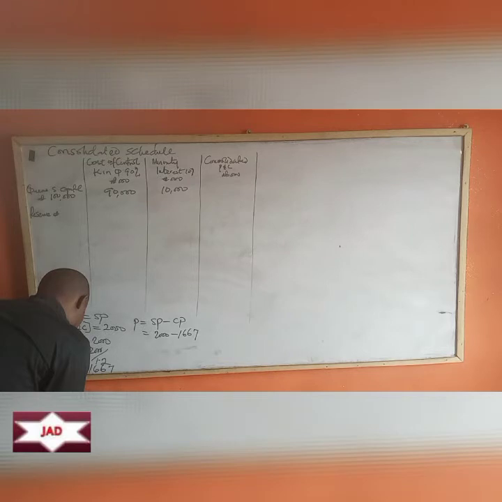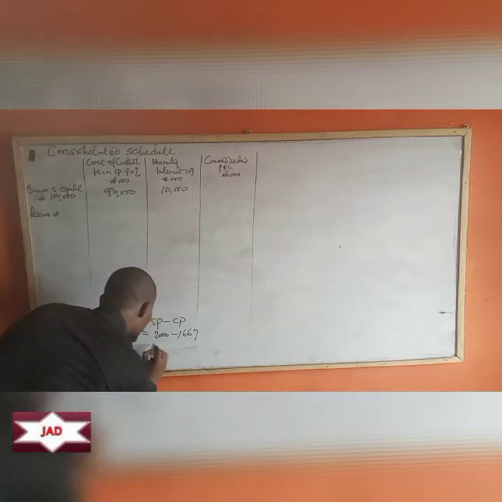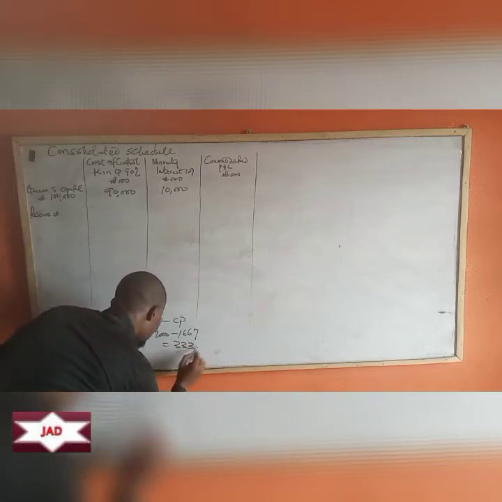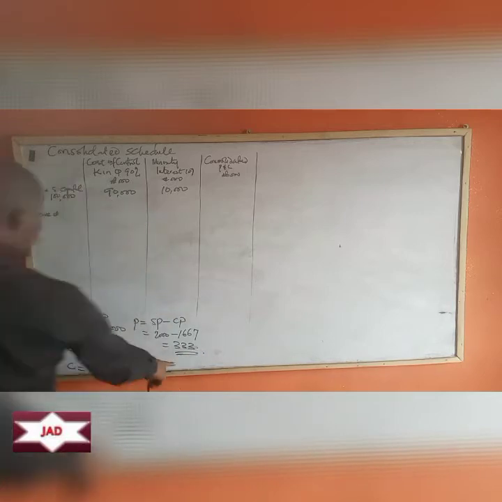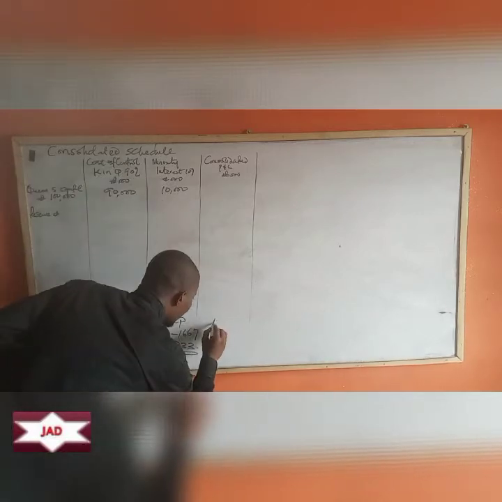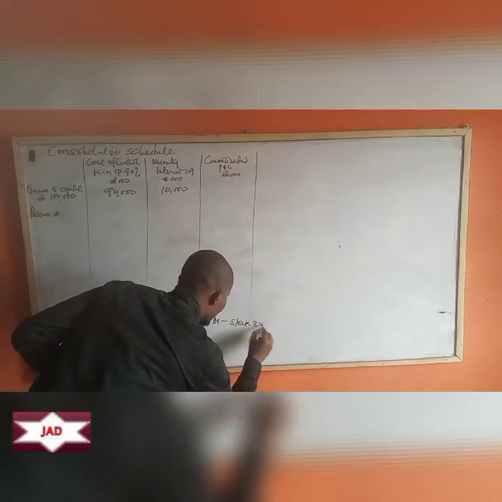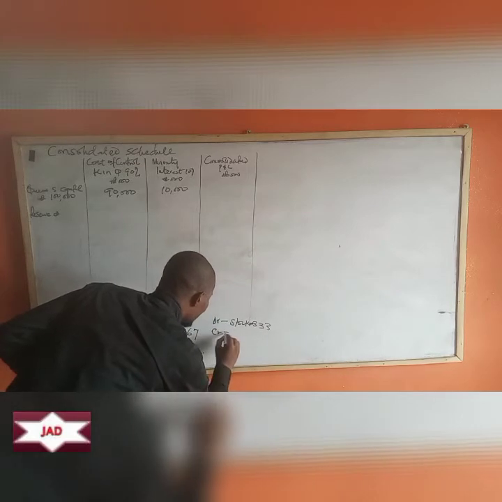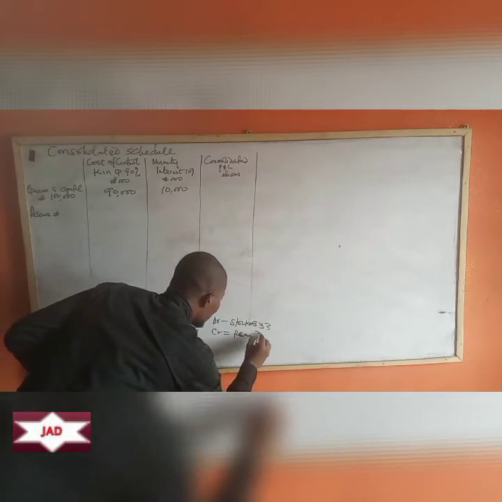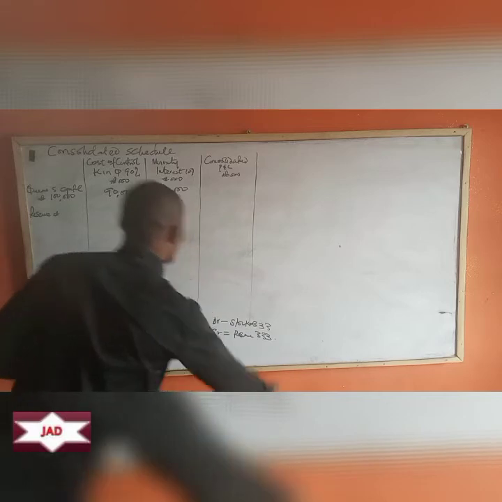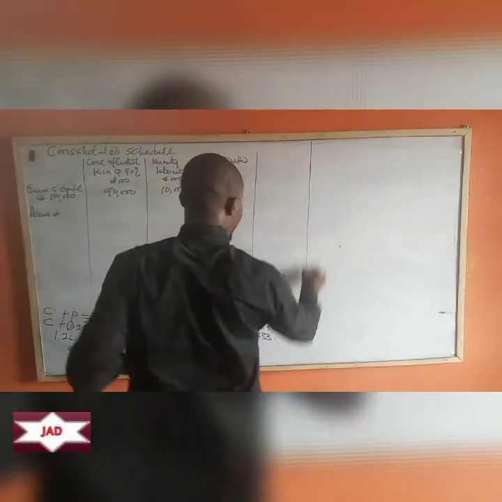2,000 minus 1,667. So what do we have? This profit is equal to 333. So this is what we're going to adjust. So we say debit what? Stock 333. Credit reserve 333. Okay.